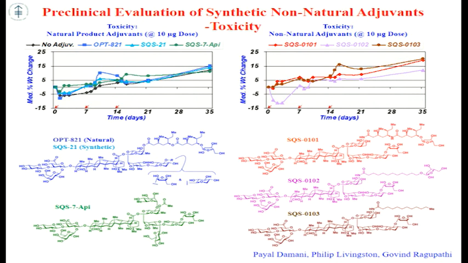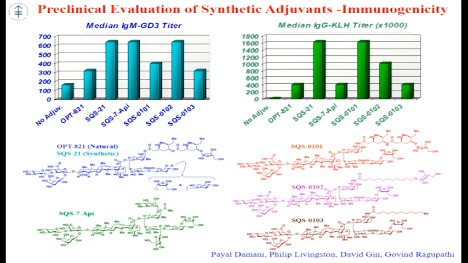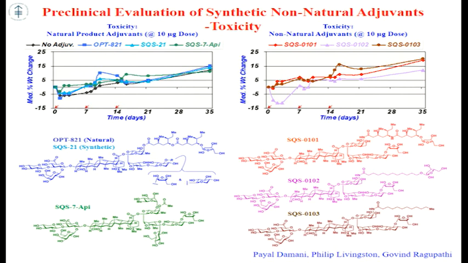In this case, GD2, and previously here is comparing the toxicity. So you see that SQS 102 is very toxic. Even if it's this toxic in mice, it is very difficult to take this molecule further.